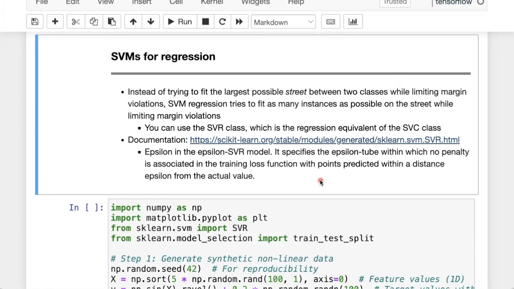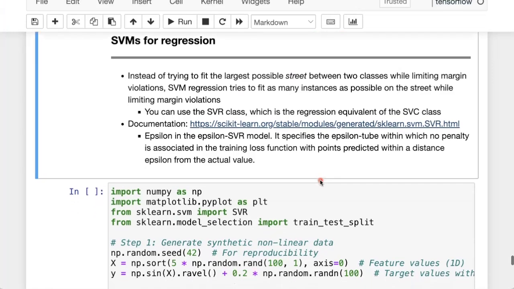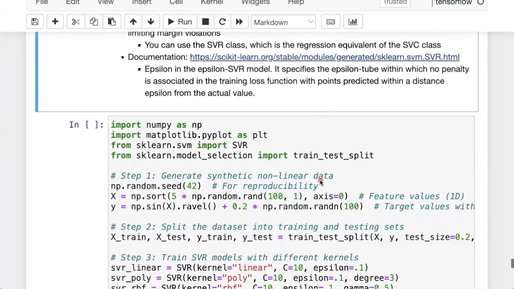And if it's outside, then that's when we start having errors. And that's how we make sure that everything is on the street to the degree possible.